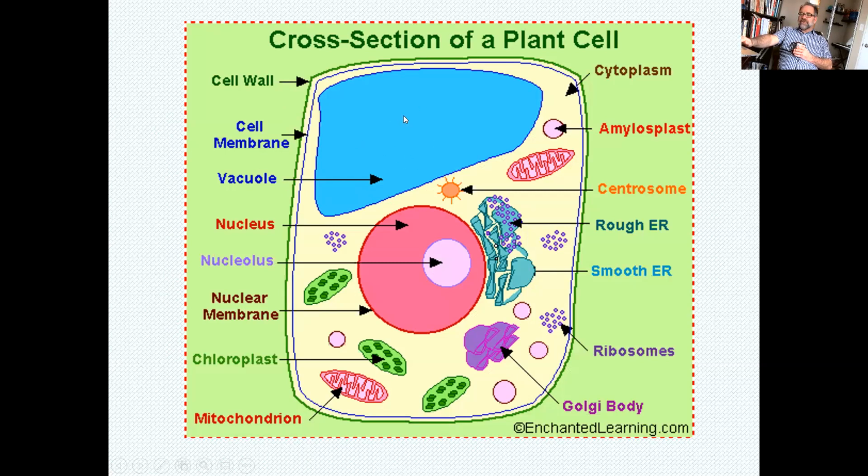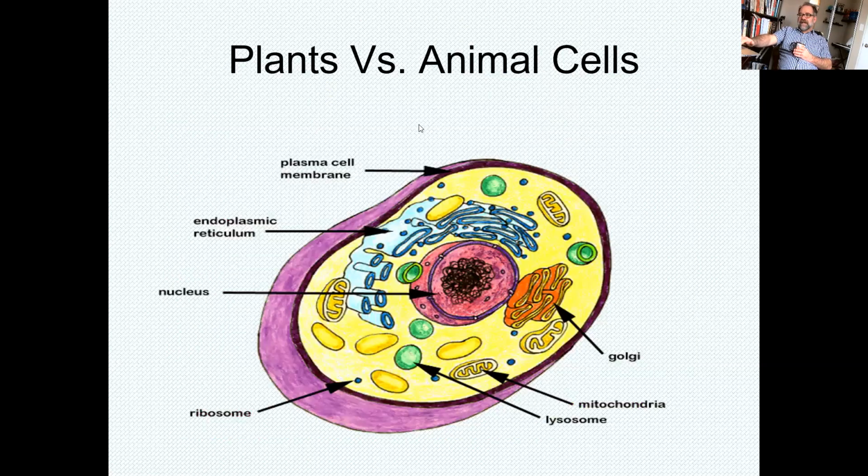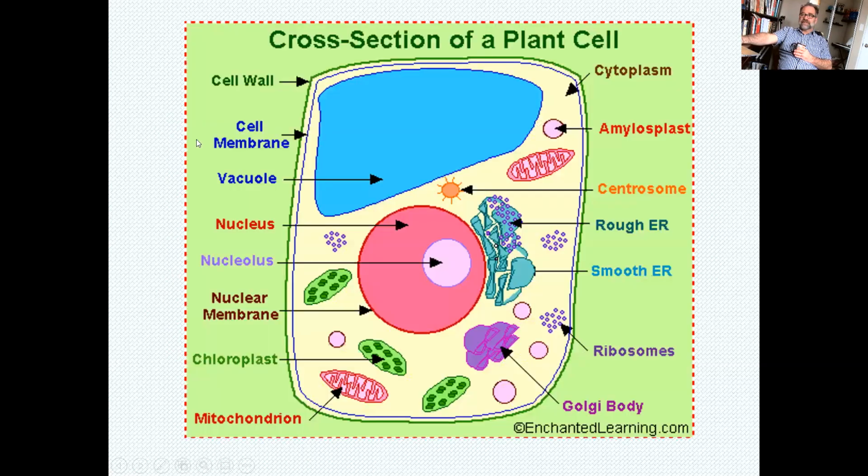Another thing that you notice is a big difference here is this big whopper of a vacuole in a plant cell. And in an animal cell, if there even are any vacuoles, they're going to be smaller and probably more of them, but they'll be smaller. Some animal cells don't even have vacuoles.